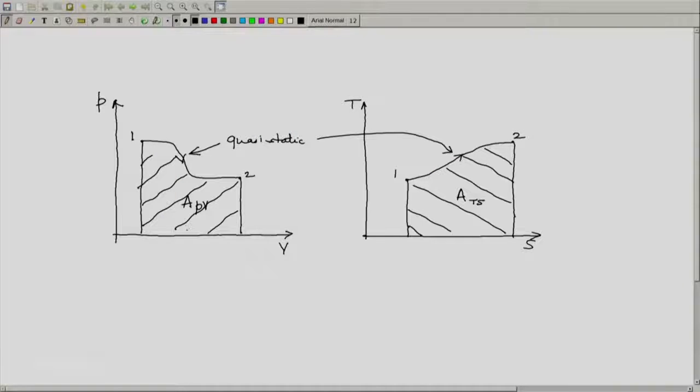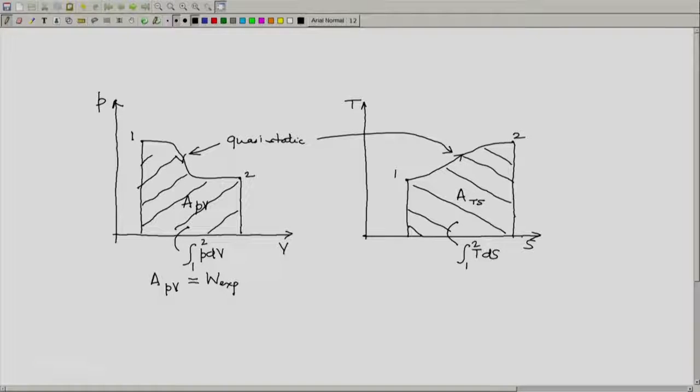Remember that this area represents integral P dV from state 1 to state 2, and hence this area APV should equal the expansion work done by the system. Okay. What about the area ATS? This area equals integral T dS from state 1 to state 2.